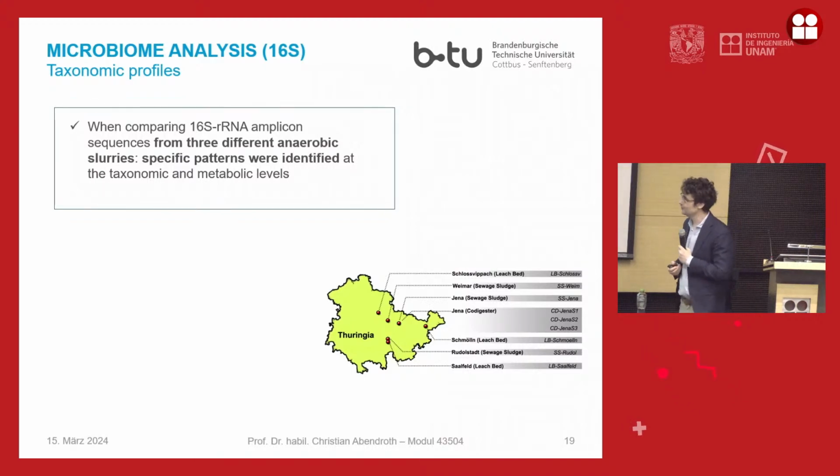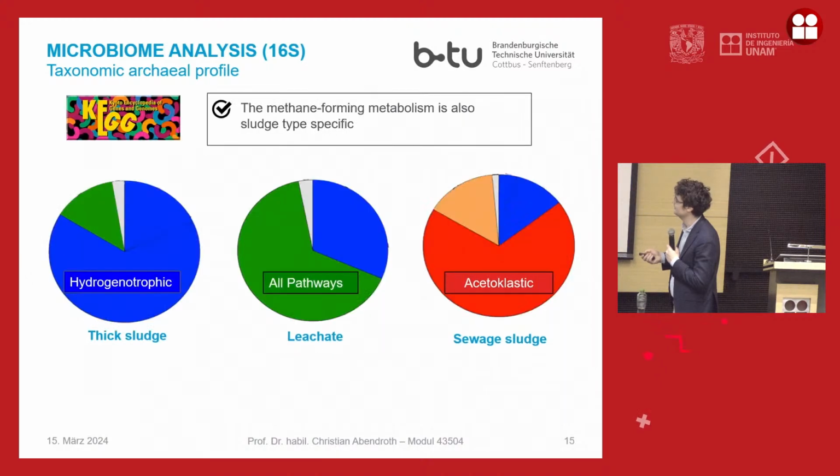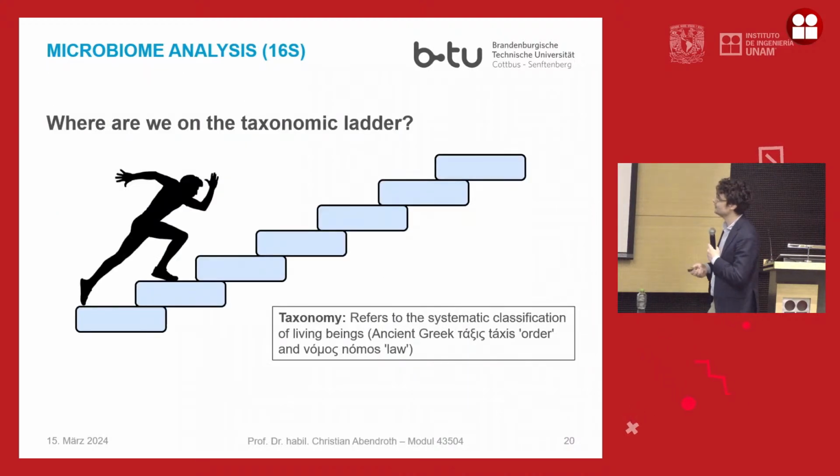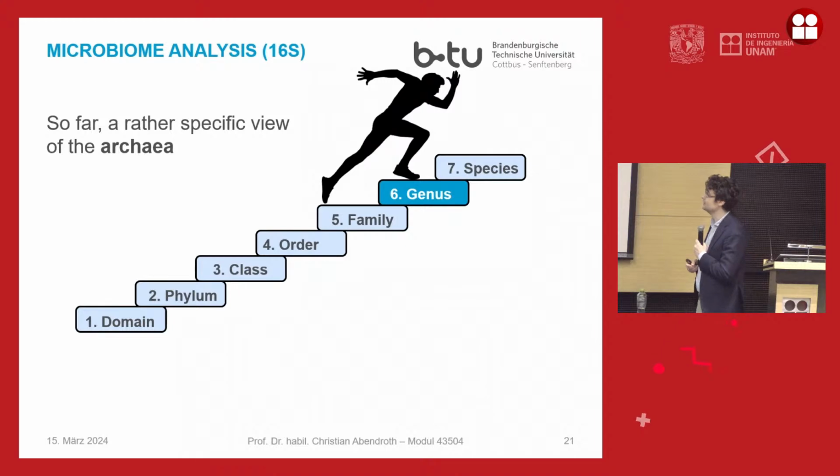Okay, now we also understand a little bit better this here. We now have an idea what these pathways are. Well, and what are the conclusions? So we have seen very specific patterns for each of these microbiomes. But I told you about the taxonomic ladder. And in the case of archaea, we have been relatively specific. So we could climb one ladder step higher. So this is really, really accurate.